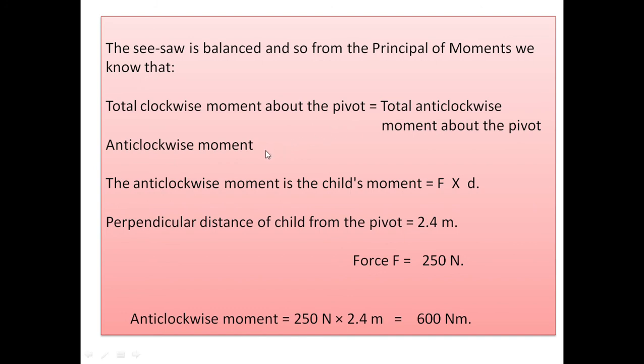Anti-clockwise moment of the child: F into D. The distance is 2.4 meters. The force is 250 Newton. So you have to multiply 250 Newton into 2.4. The answer is 600 Newton meters.